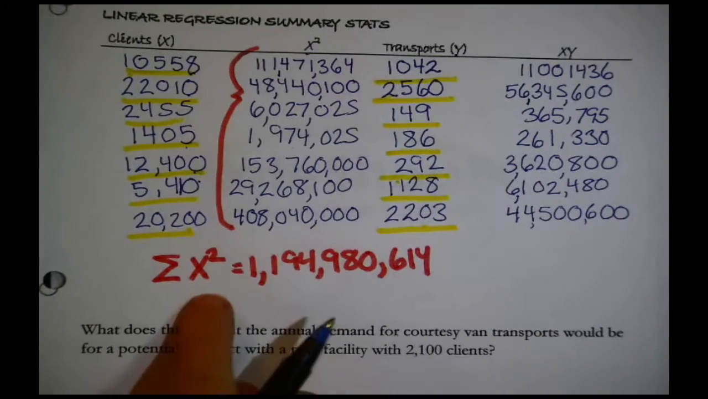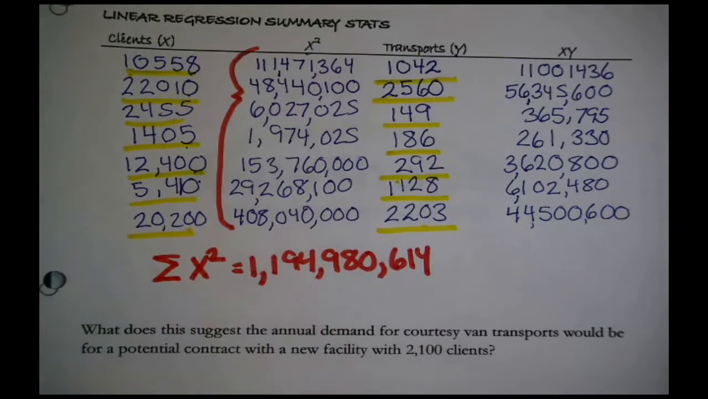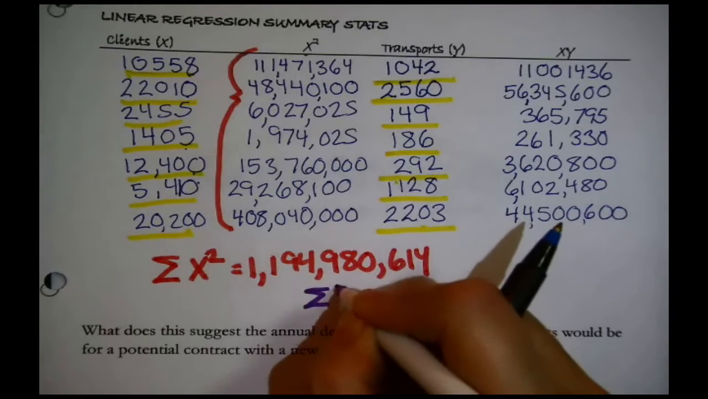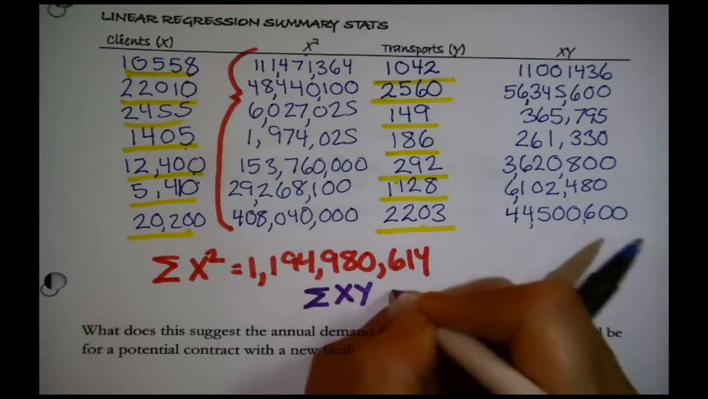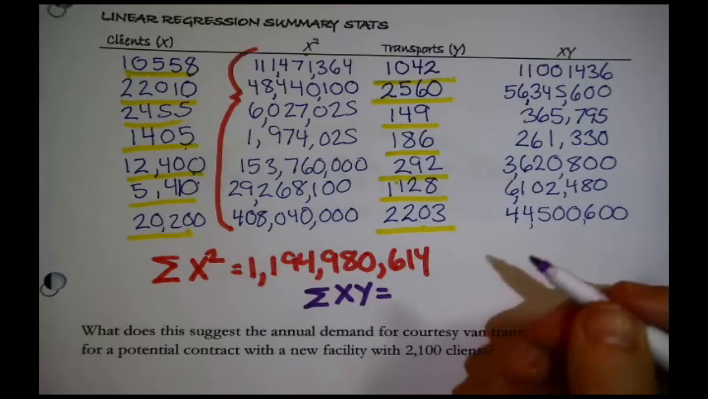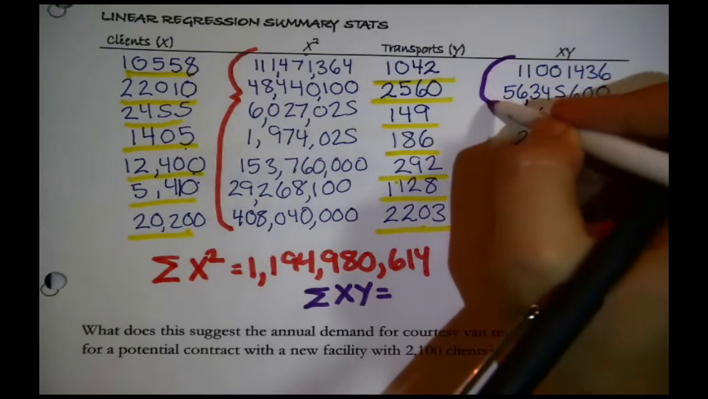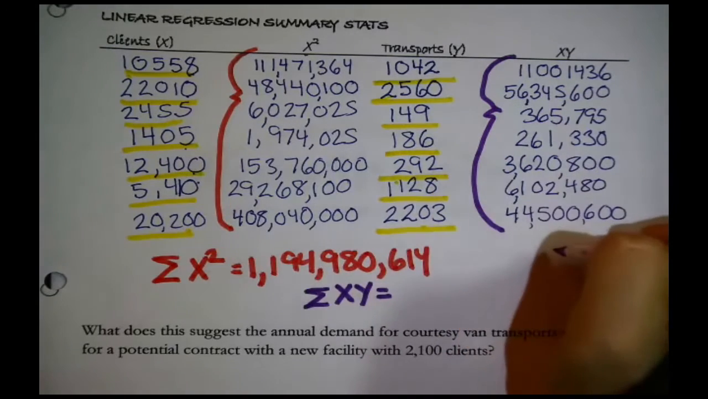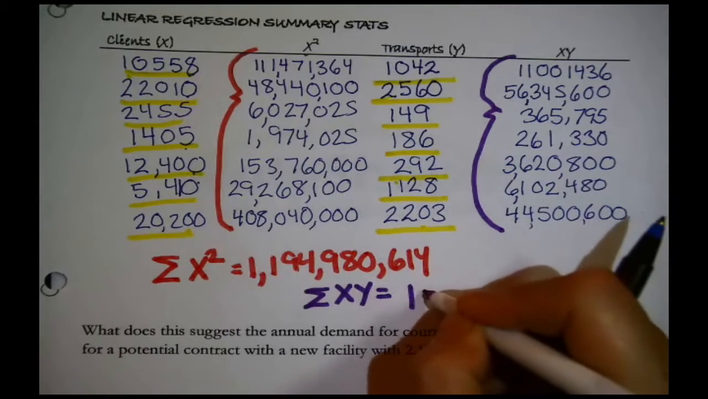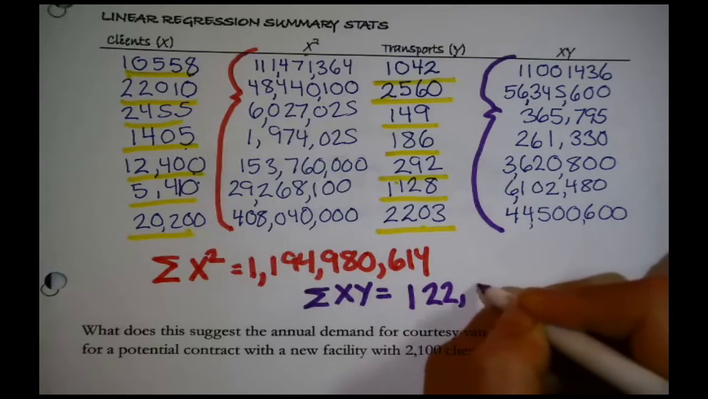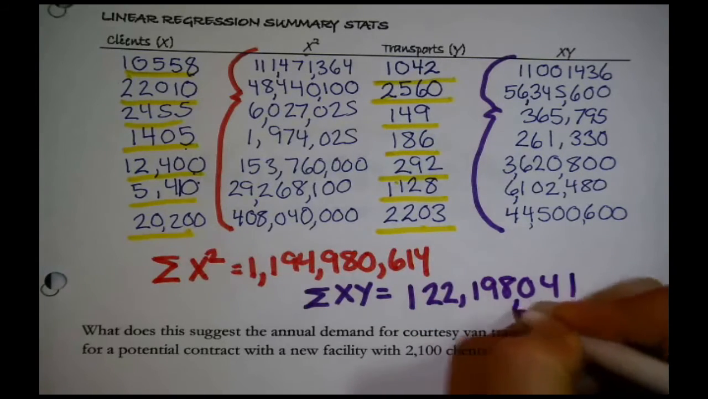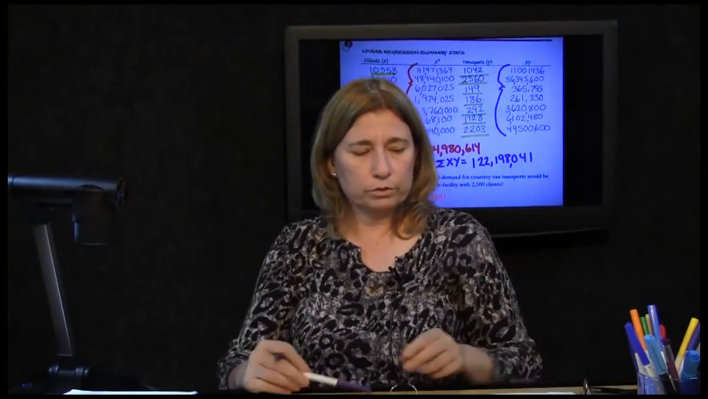We needed that number for our formula, and we also need this number, the sum of x times y. All these numbers we worked so hard for, just add them up. Okay, 1,221,980,41. Oh, great. Now we have those two numbers. Now what are we supposed to do?